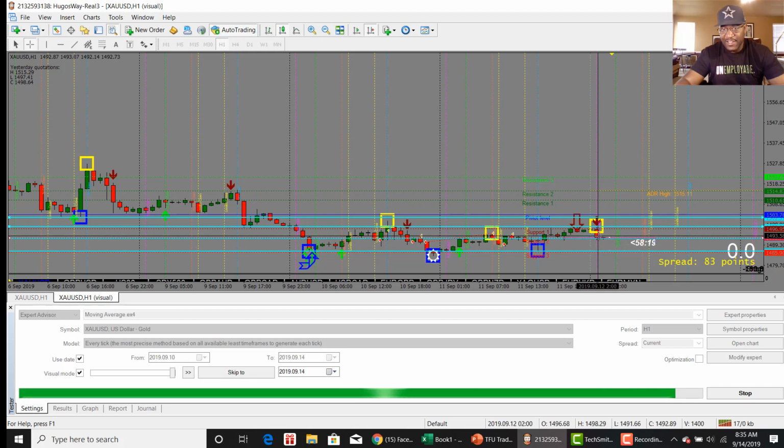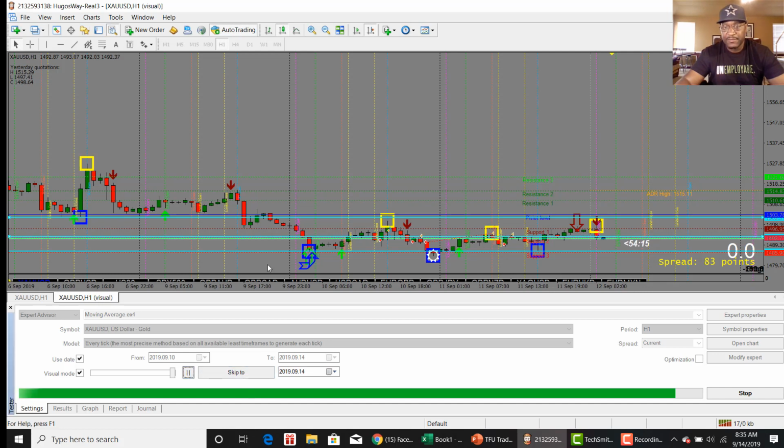I can't find it. Y'all know it's right there. Let me use this one. All right. Then, of course, that's my 100 pips. So that represents stop loss, entry, take profit, rotate.